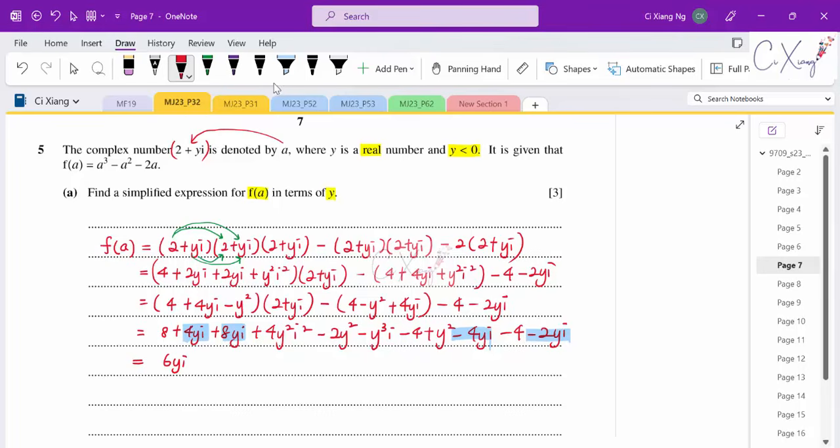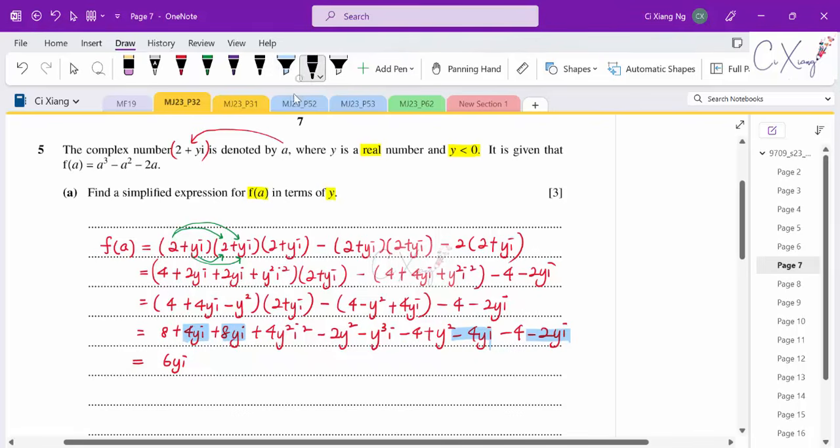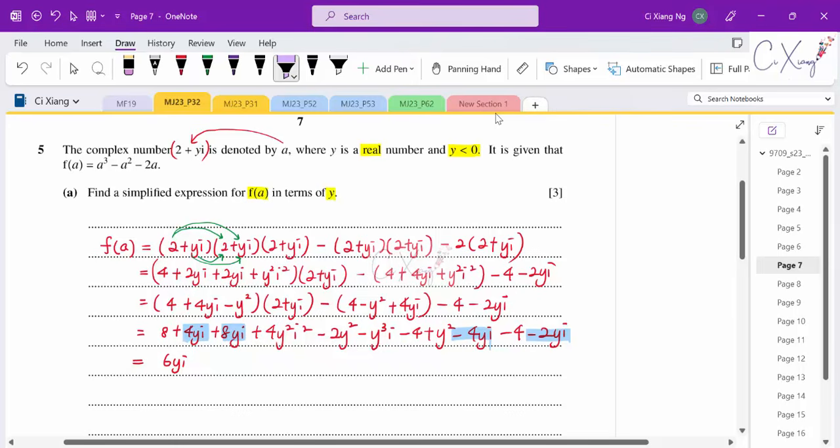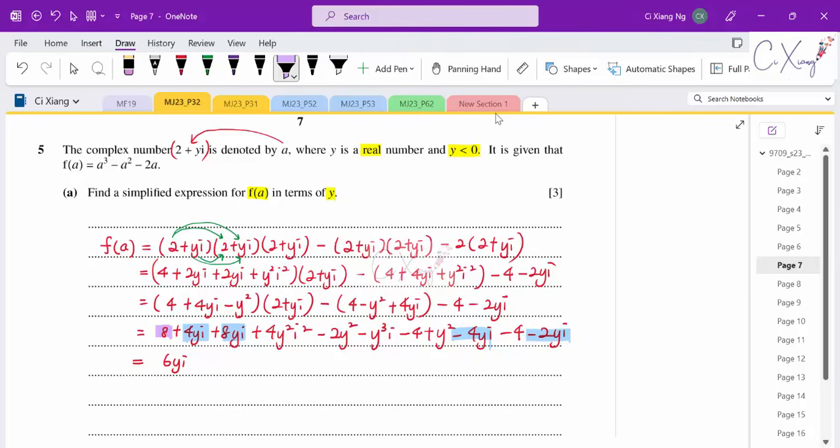Then next, we can try to simplify the constants, the plain numbers. Let's have a look at the constants here. I have 8, which is a constant. And after that, what else do I have? I have minus 4. 8 minus 4, you get 4. Then minus 4 again, therefore you get 0. So there's no constant term after you simplify.